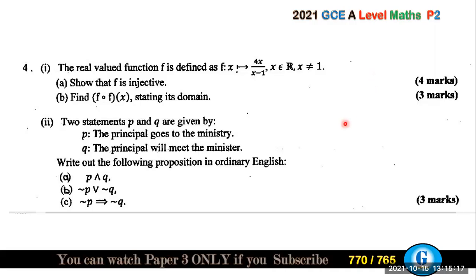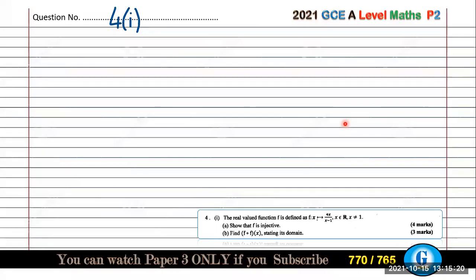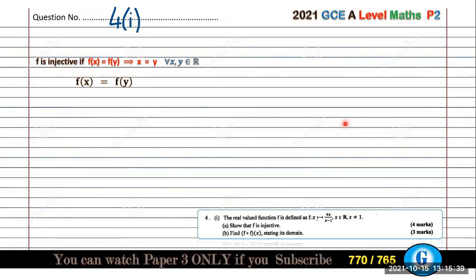A function is injective if f of x equals f of y implies x equals y. So f is injective if f of x equals f of y implies x equals y, for every x and y, an element of the set of real numbers. So f of x equals f of y will imply 4x over x minus 1 is equal to 4y over y minus 1.